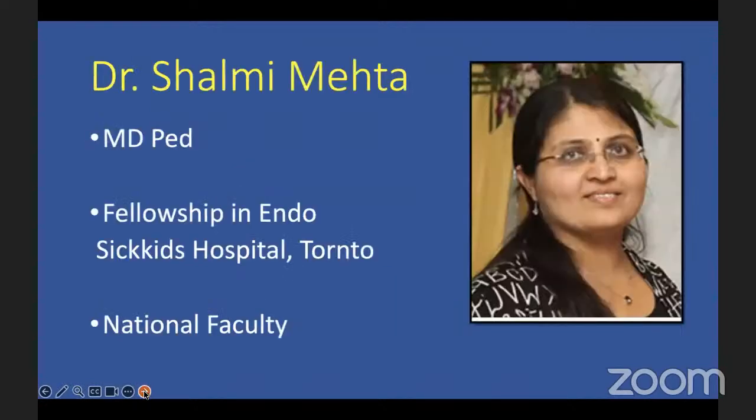First is Dr. Shalmi Mehta. She is an MD pediatrics, and at the same time she did her fellowship in endocrinology from Sick Kids Hospital, Toronto. She is the first lady in the whole of Gujarat who started practice as a pediatric endocrinologist. She is a national and international faculty in various conferences, and she has numerous papers to her name.